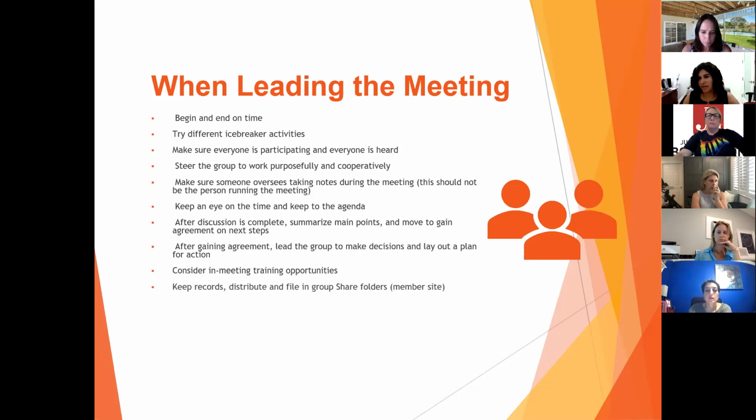Also keep records. Mainly it's going to be your meeting minutes and anything that you really have. We do have a group share on the member site. We're going to go into more detail on that in one of the other chair trainings, but having everything in one spot makes it a lot easier for turnover next year. So everything should be in your group share folders.